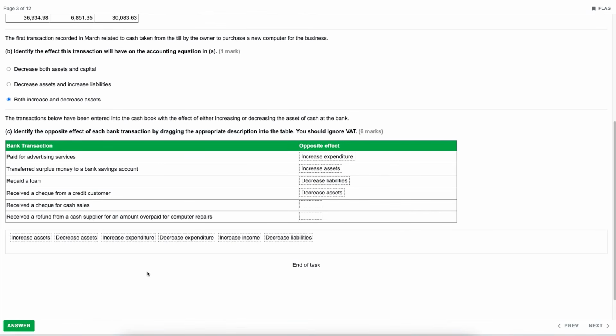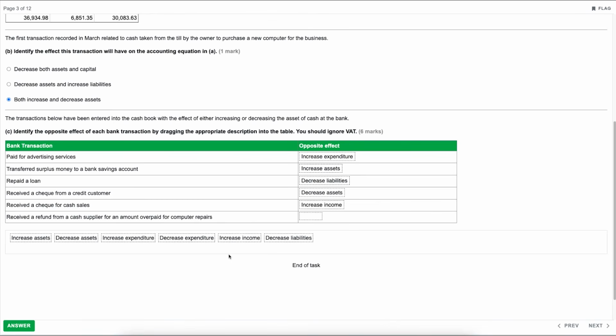So to record that, we would have to credit our sales and debit our bank account. Remember, we can ignore VAT for the purposes of this, it states within the question. So we would therefore credit our sales account and debit our bank account. So the opposing effect would be to increase our income, with sales being income.